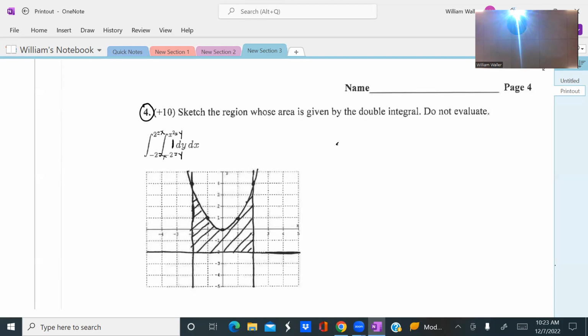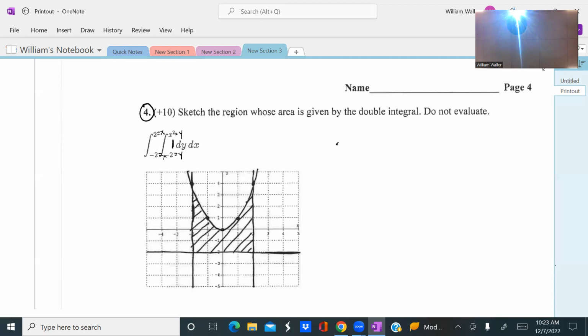Okay. Well, so taking limits of integration and converting them to a region, yeah, this is simple. As it turns out, it's vertically simple. It's not horizontally simple, but it is vertically simple.